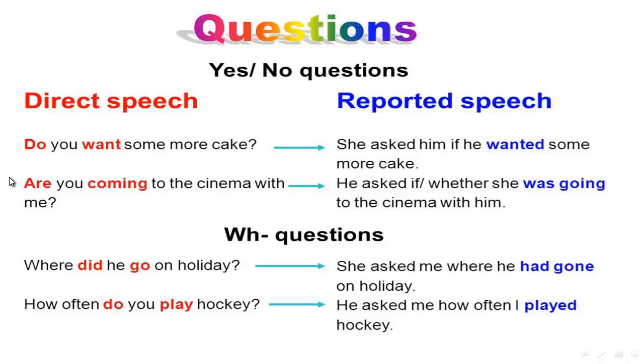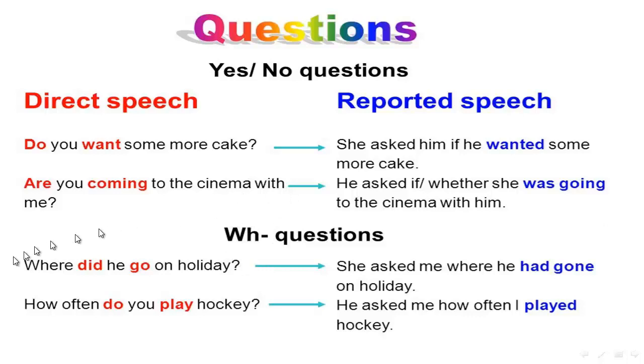Next one, another example. Are you coming to the cinema with me? This is a question. So in reported speech, it will be he asked if or whether. You can use if or whether. She was going to the cinema with him. As you see here, we changed the tense from present continuous to past continuous, and the pronoun me to him. This is the reported speech in the question form.